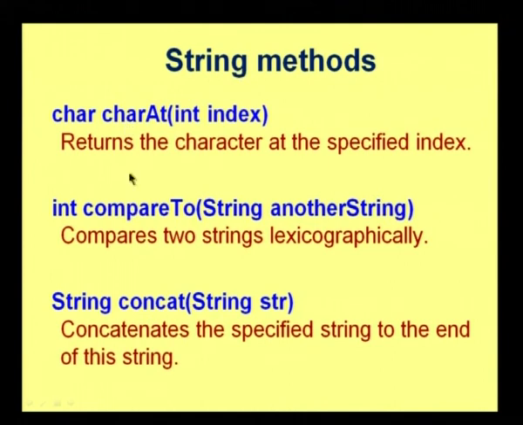Here we will look into a few methods of the string. charAt means that in a particular string, the character at that particular index will be returned. Here I am trying to compare one string with the other string and it gives an integer as the return. For example, I have str1 and then I give str1 dot compareTo another string. Based on the comparison, an integer value will be given as the result.